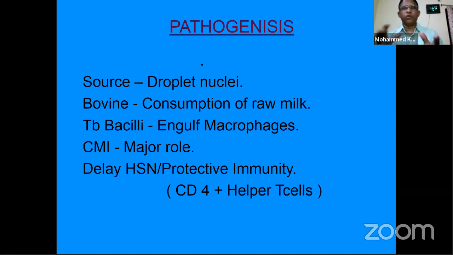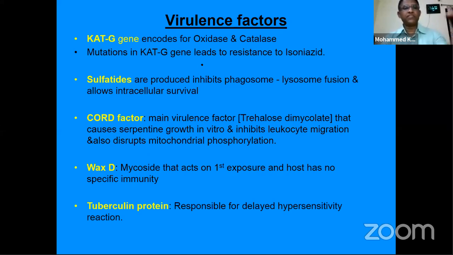You have the TB antigen being presented, and you have the giant cells, then you have the granuloma, then you have the caseous necrosis. Then finally the TB bacillus dies because of necrosis and lack of oxygen. Fine. The virulence factors are very, very important.